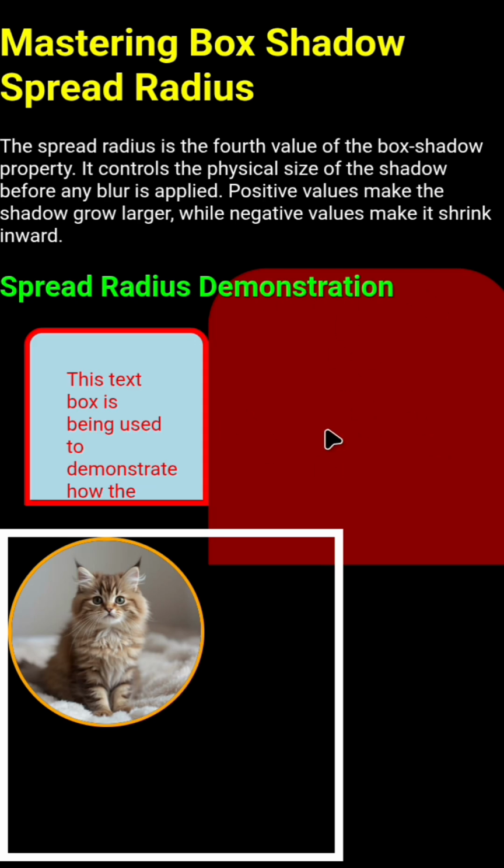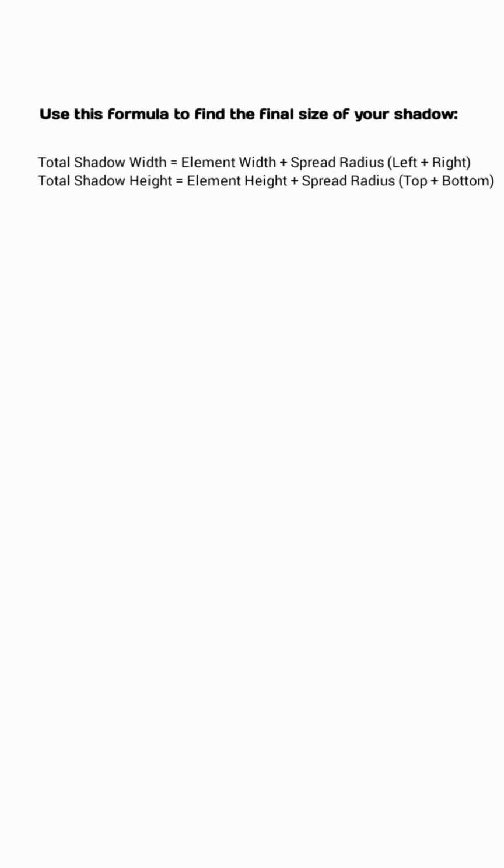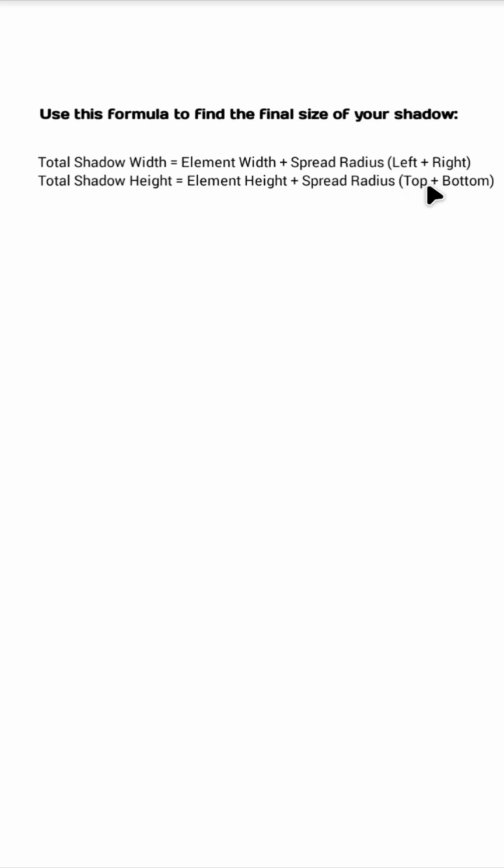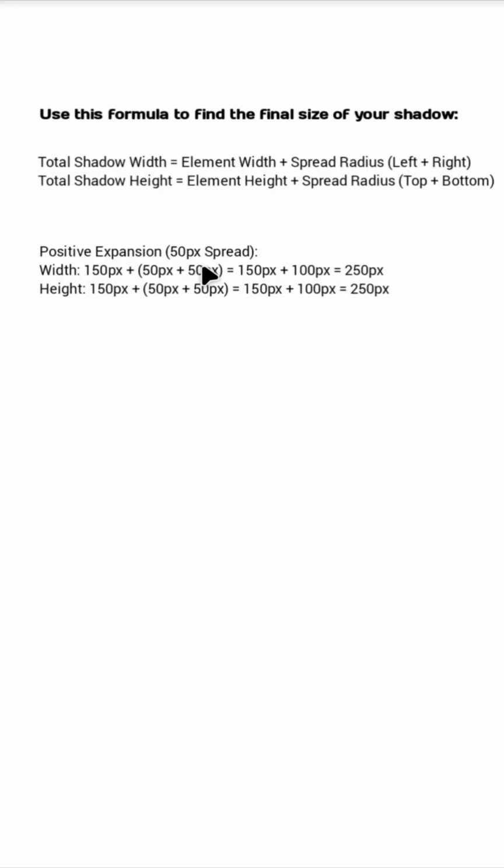Notice how the red shadow physically grew larger in every single direction? Here is the exact math of what just happened. When you pass a number to the spread radius, the browser applies that value to all four sides of the shadow. This means the value is doubled. It adds 50 pixels to the left and right, increasing the total width by 100 pixels. It also adds 50 pixels to the top and bottom, increasing the total height by 100 pixels. So our original 150 pixel shadow has now expanded into a massive 250 by 250 pixel shadow.